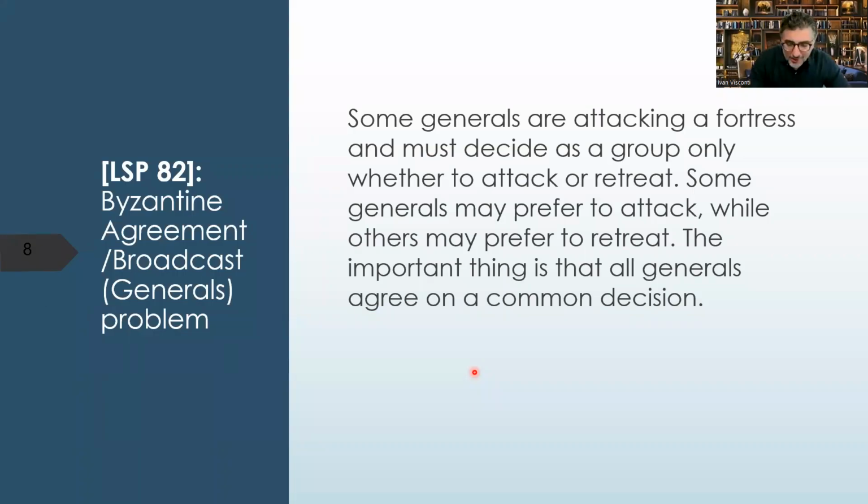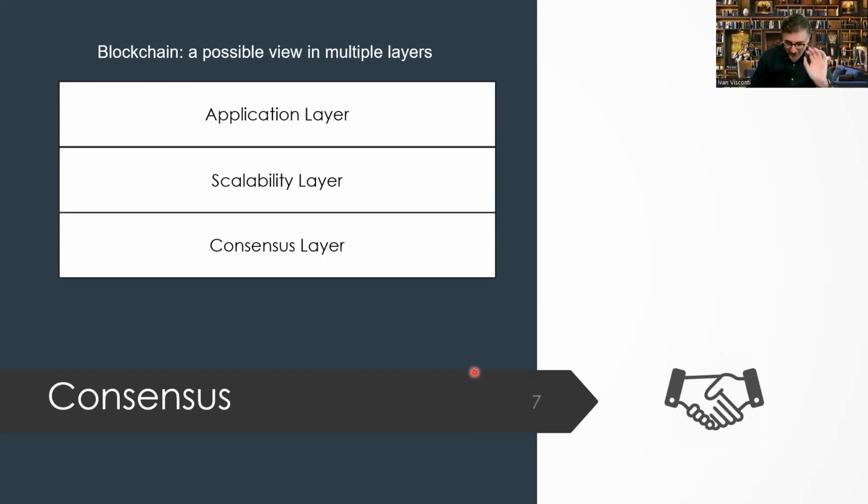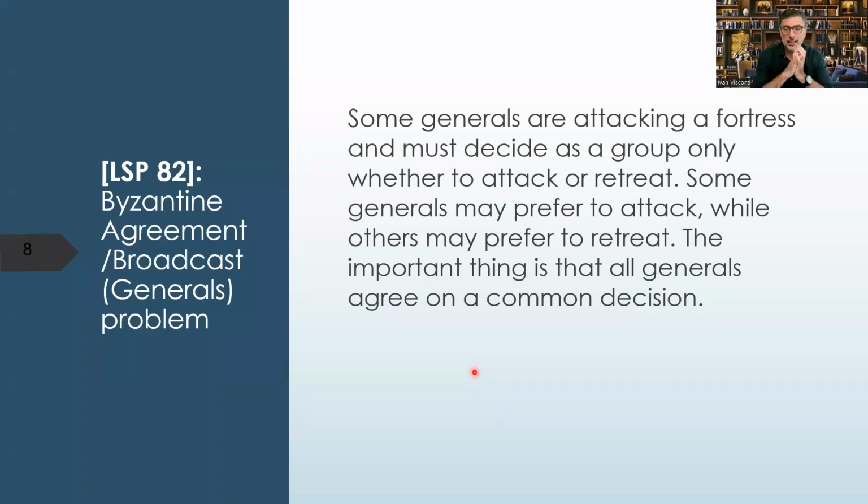Okay, so now that we have defined this, this lecture, sorry, this school is about the consensus layer. So we will focus on this layer, and this is not a new concept. It's not something that was invented by Nakamoto. Actually, already from 1982, there was a problem that was defined. That is the Byzantine generals problem.